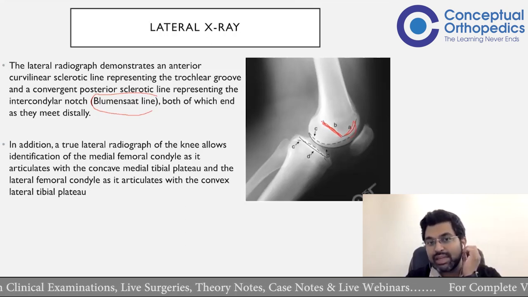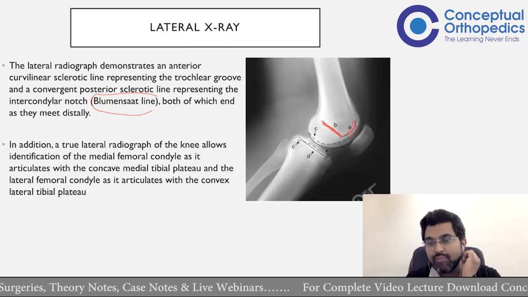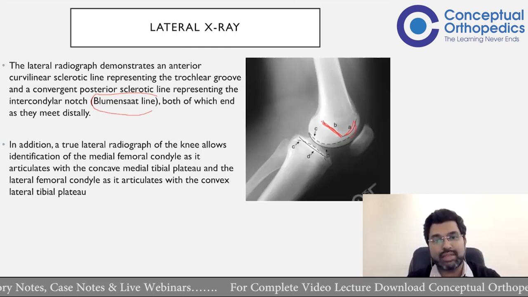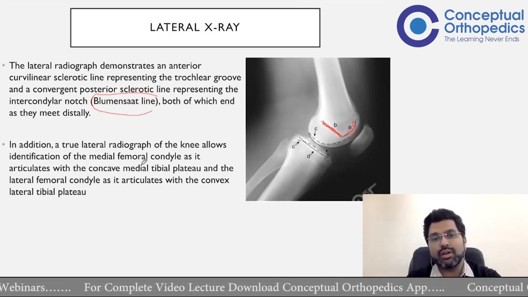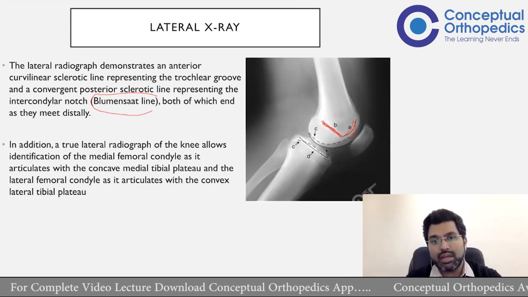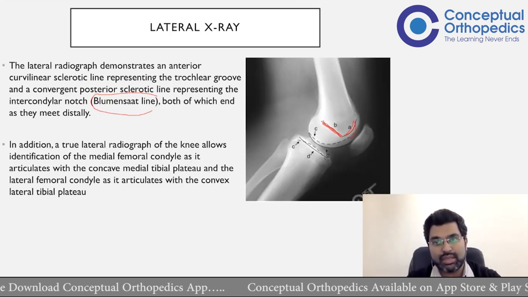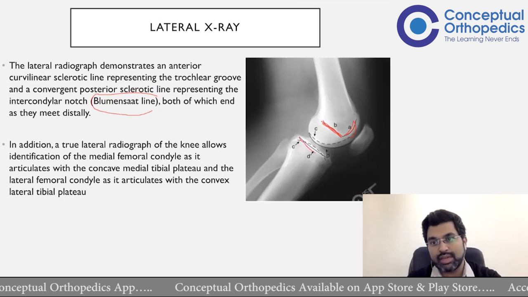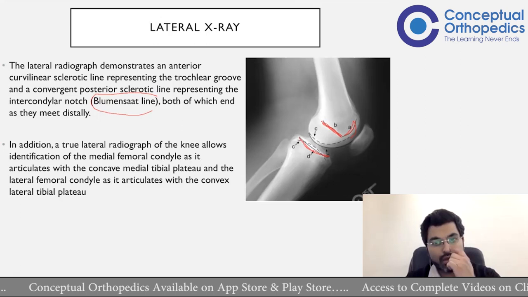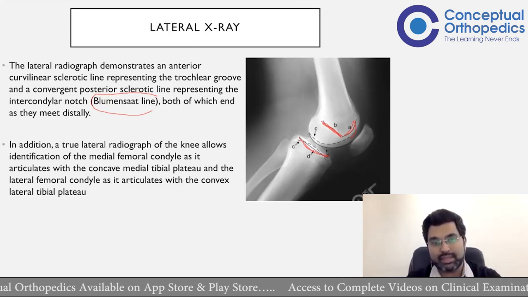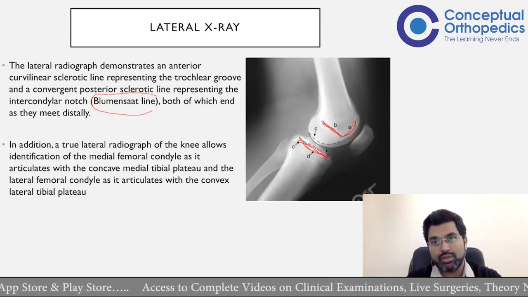As we know, the medial side is slightly bigger, so this is how we see it. The medial side would be slightly more distal as compared to the lateral side, which is a dotted line. And in terms of the tibia, the medial tibial plateau is concave, which is seen here. This concave shadow will be the medial tibial plateau, and the lateral tibial plateau is convex, as seen here, dotted line. So this is what you should remember.